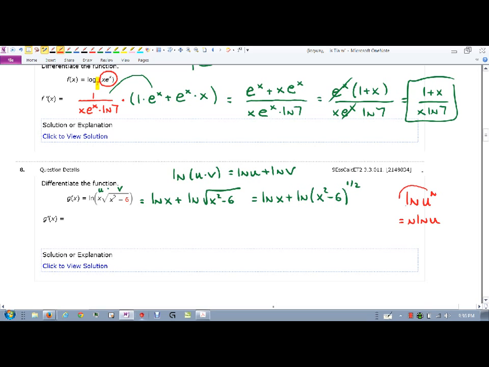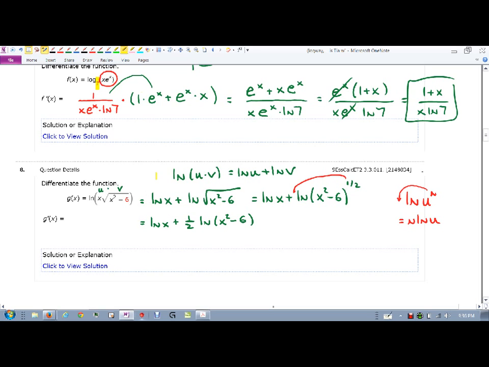So the power can come out. Again, that's a college algebra thing. So this 1/2, I'm going to bring it out. So I'm still rewriting the problem. I haven't taken a derivative. I have natural log x plus 1/2 natural log x squared minus 6. And now I'm going to take the derivative.